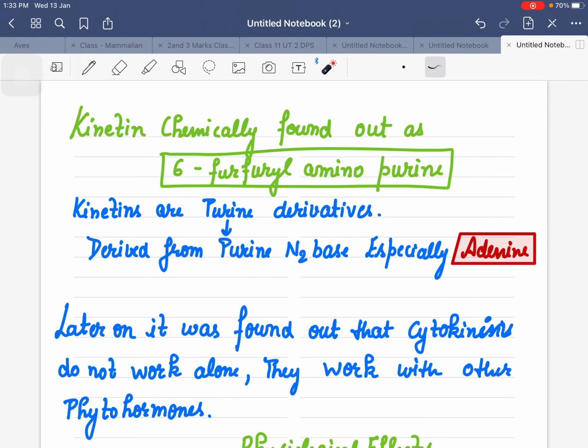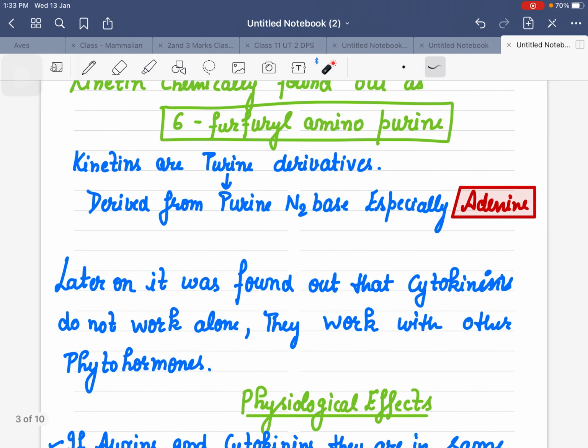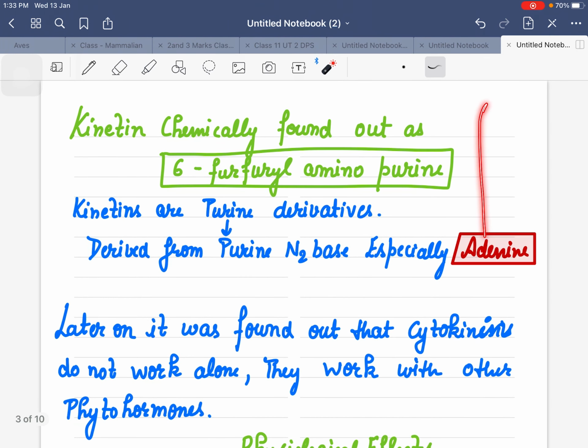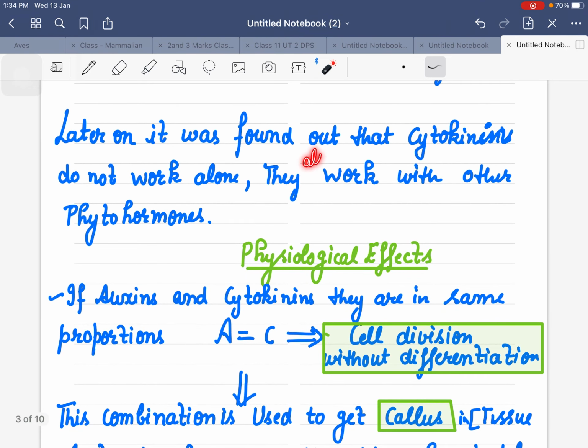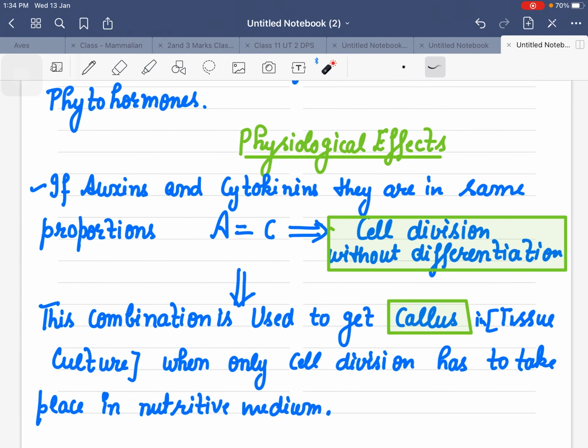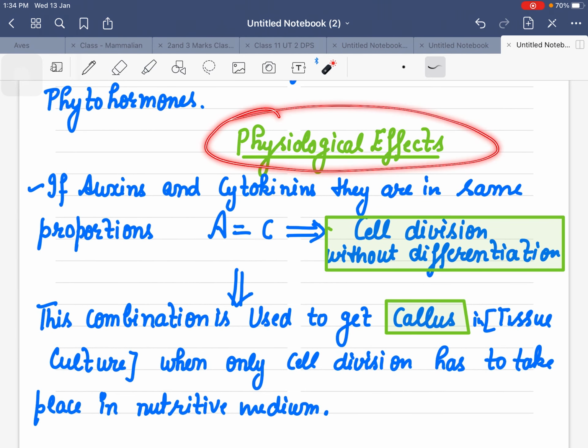So later on it was observed that cytokinins do not work alone. It is not that if cytokinin is released in this area of the stem, it will suddenly start showing rapid cell division. No, cytokinins always work with other phytohormones. Like I gave you one example, that is auxin. So they do not work alone. They work with others. So if we want to see how you can prove that they work with others, let's see their physiological effect.